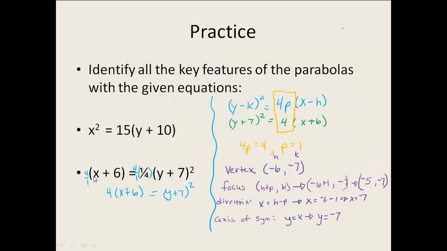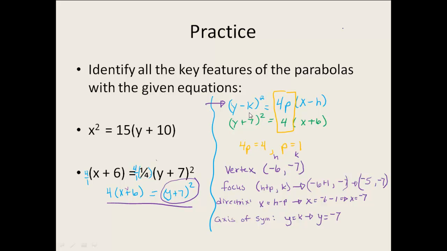Alright, the first thing I did over here was I got rid of timesing by that 1/4 by multiplying by the reciprocal, which is 4/1. So my new equation turned out to be 4 times x plus 6 equals y plus 7 squared. I had to get that squared quantity isolated. Then I looked at my flipbook and I decided that I was going to use the y squared term one because the y term is the one that's squared.